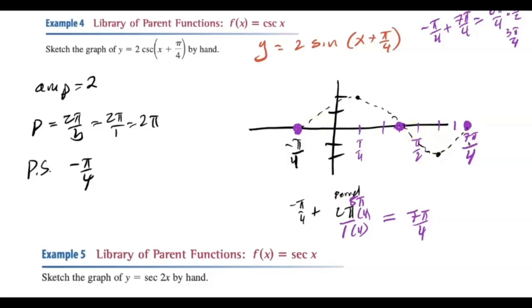And then all we've got to do to make it a cosecant graph is add asymptotes at the x-intercepts, one here, one here, one here. Then at the min-max points, add parabolas like that and like that. Remember, do not go past the asymptotes. And there you go. That's your graph of cosecant.